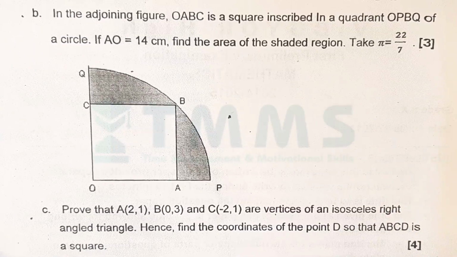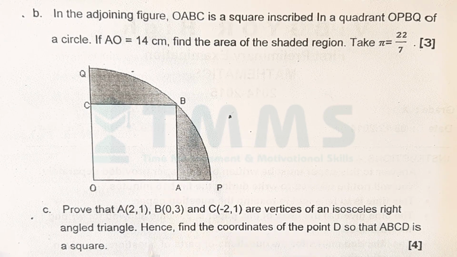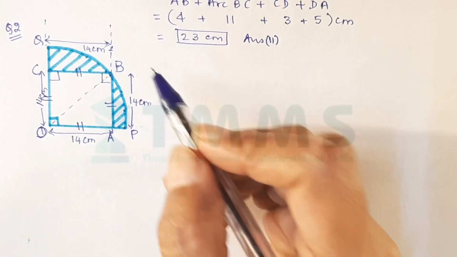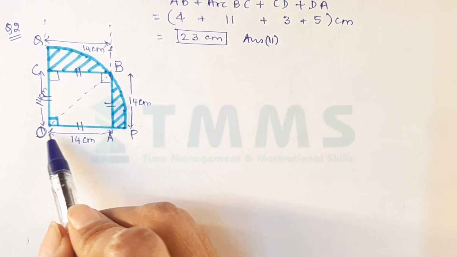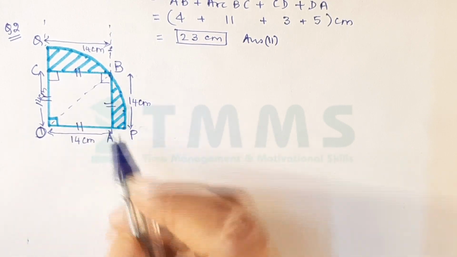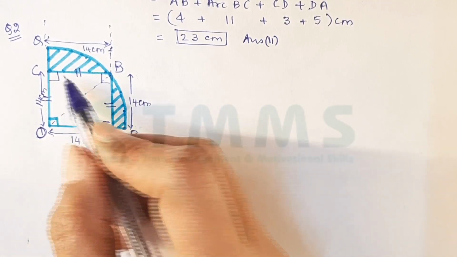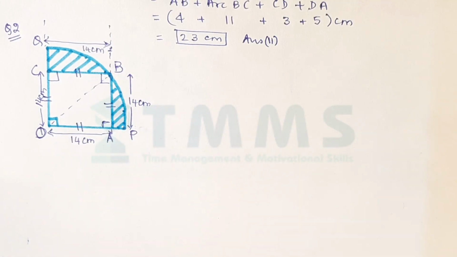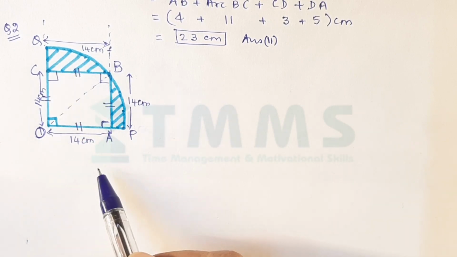Take pi as 22/7. What was our tip number 1? Know the formulas. Tip number 2 is to draw the diagram and write the details. So we will do just that. Draw the diagram and fill up all the data. OA was given as 14 and this was given as square, so I have put 90 degrees here. Here also I should be putting 90 degrees. Okay, this is 14, this is 14, this is 14, this is 14. Are you clear?